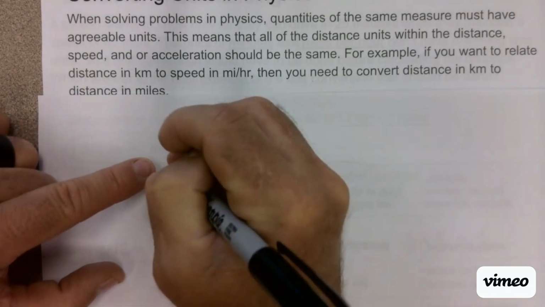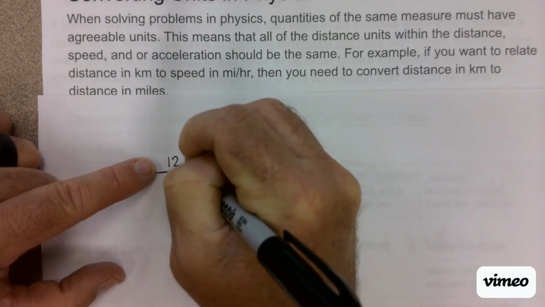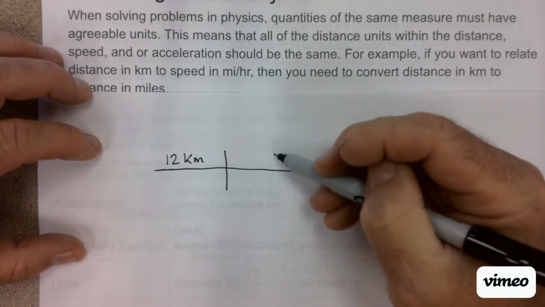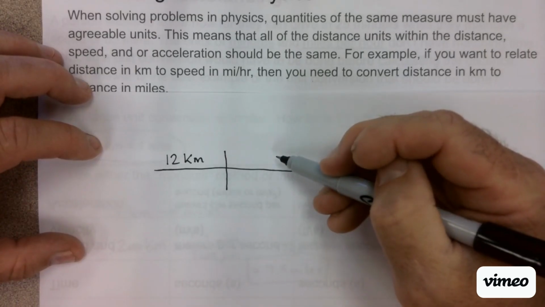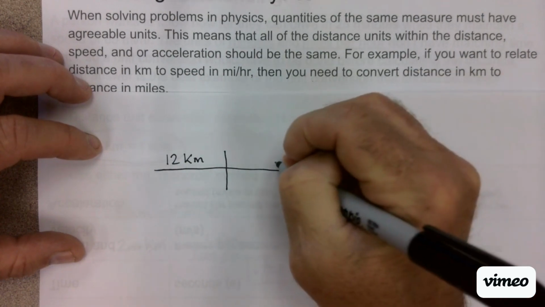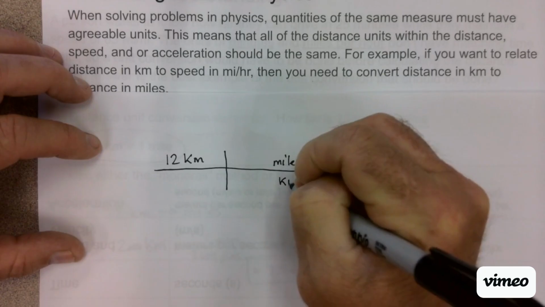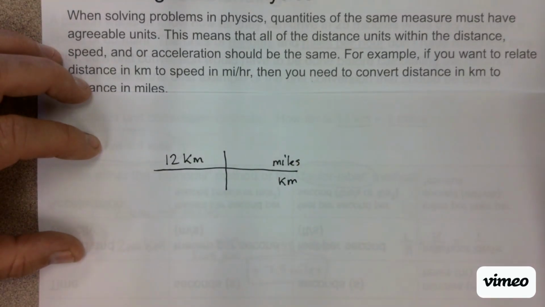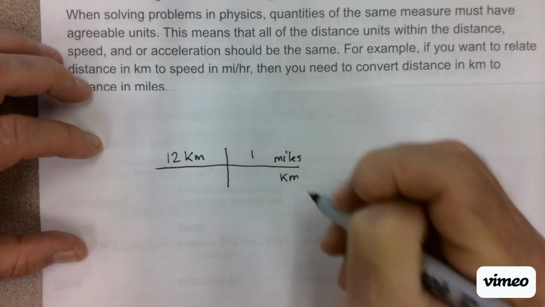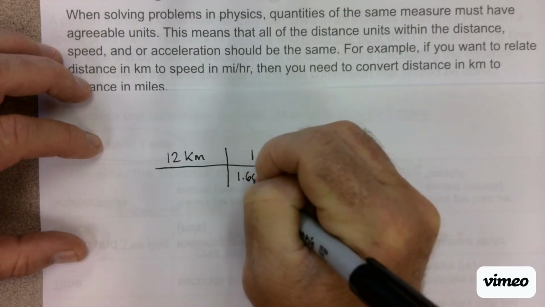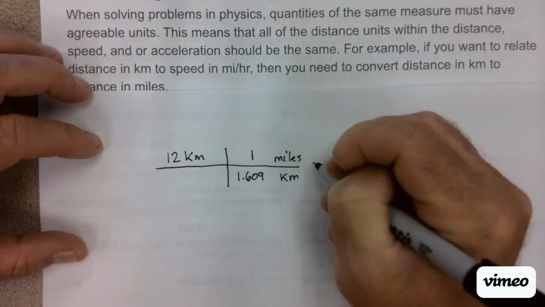In the top left-hand corner of my monorail, I'm going to put the 12 kilometers. On this part of the monorail is where I'm going to put my conversion factor. And I'm going to choose to put the numbers in the same place I did before because I still want to end up with miles on top, and I want to cancel out the kilometers that I had. And so, again, I'm going to go 1 mile is 1.609 kilometers.